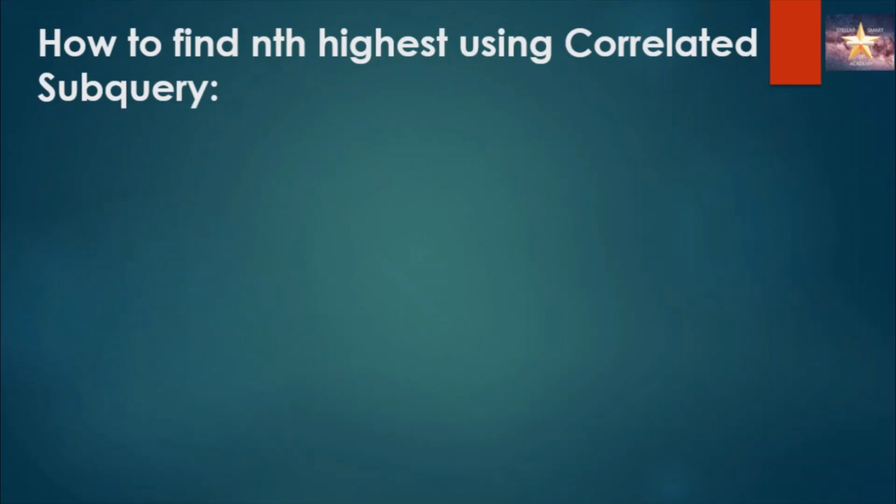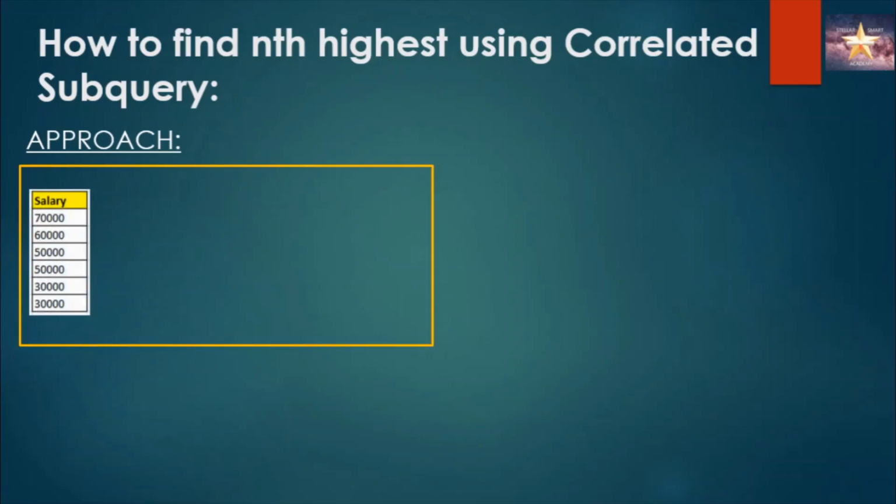Moving along the lines of the correlated subquery, let's now find out the approach that we'll be using to determine the nth highest salary. So let's say I have a salary column which consists of random figures, and as you can observe, we also have duplicate entries for 50,000 and 30,000. So the very first step is to get rid of the duplicates by using the distinct keyword and obtain the unique salary numbers, which are ordered in the descending order.